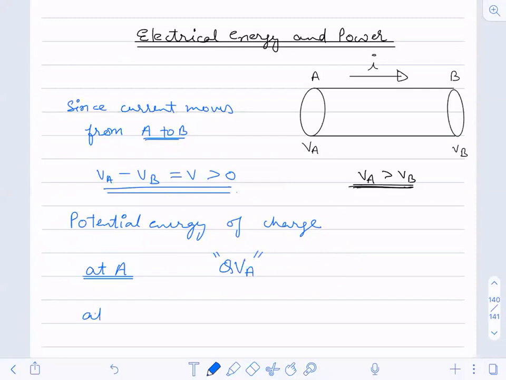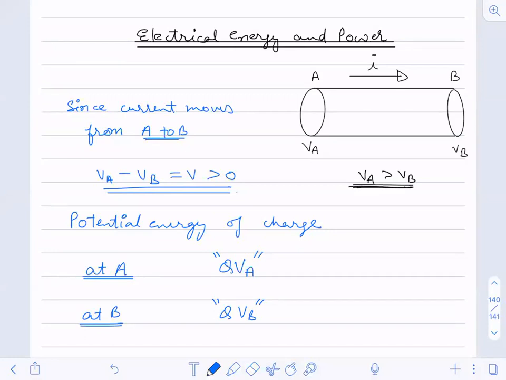Similarly at B, what will you write? Q into VB. Charge into potential of the point B. So these are the potential energies of the charges at points A and B.